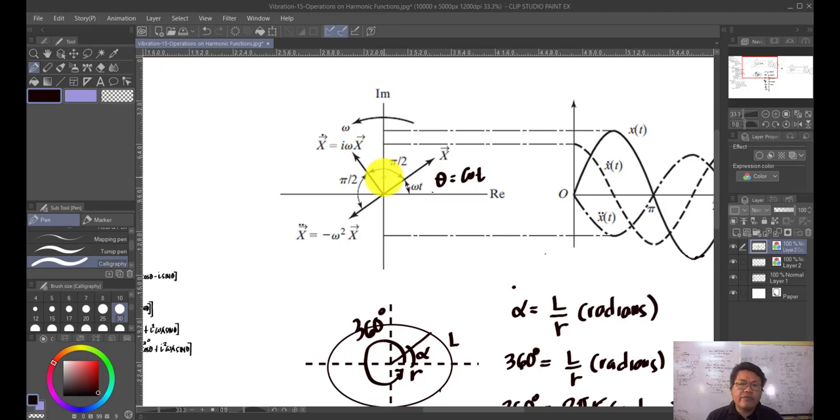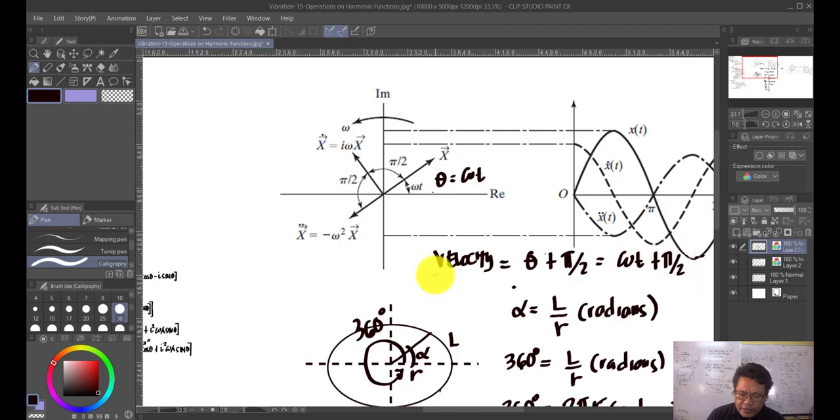So my rotational displacement, or rotational vector, initially makes an angle of theta, or angular velocity times time. Now if I take the first derivative, for my velocity, this makes an angle of theta plus pi over 2. Let's say that will be angular velocity times time plus pi over 2.